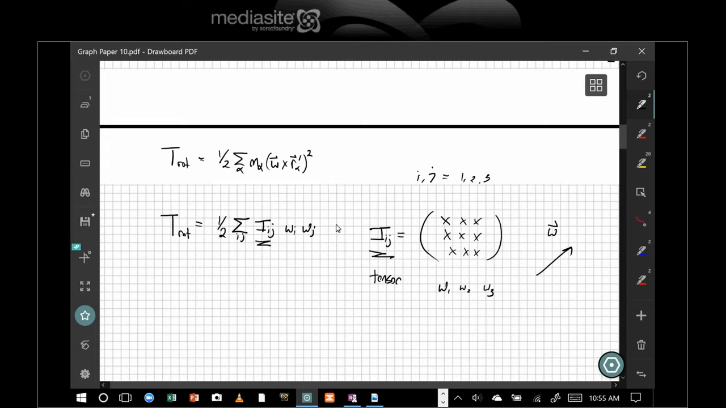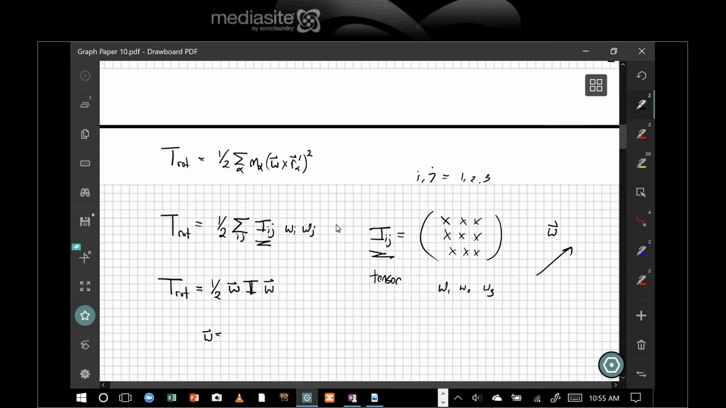Now, since I have this moment of inertia tensor as a matrix, the natural thing is not to write this as a sum, but to write this as a matrix product. So that's what we're going to do. We can identify that we can write this thing here as a product of omega I omega.